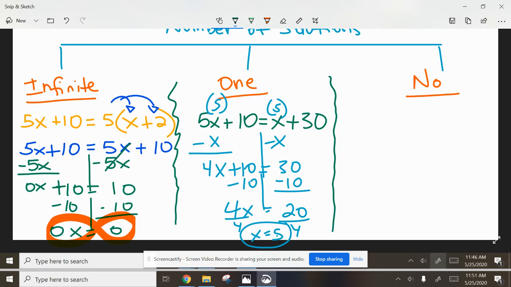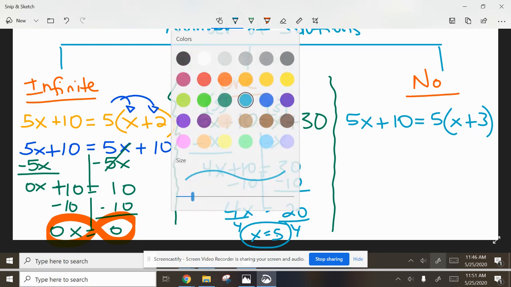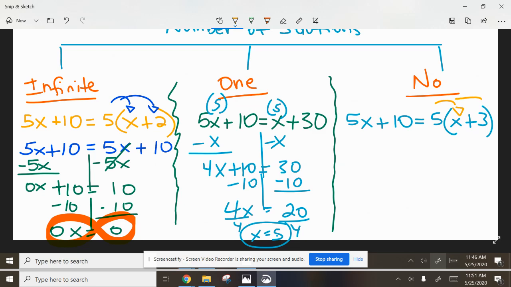So that side's done. Now let's do the other side, the last one. So this is a no solution one. If I go ahead and go 5x plus 10, we're going to use the same kind of one to start with, equals 5 times x plus 3. A little different than the first one, the infinite one. Then my first step again is to distribute. So I distribute the 5 into the parentheses. 5x plus 15.